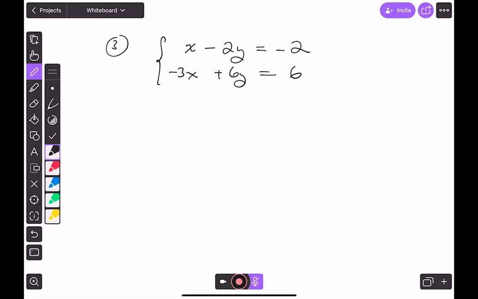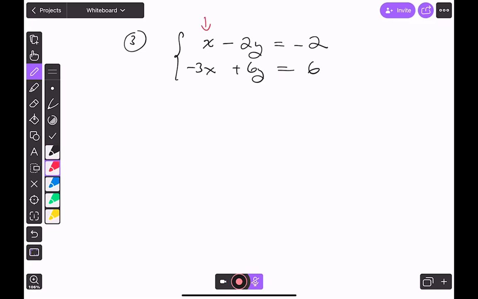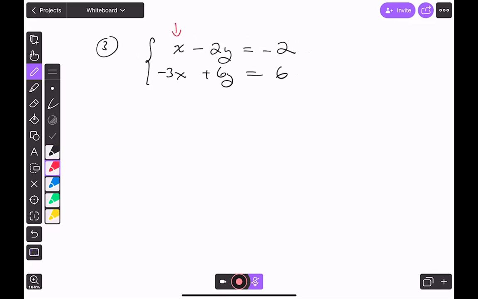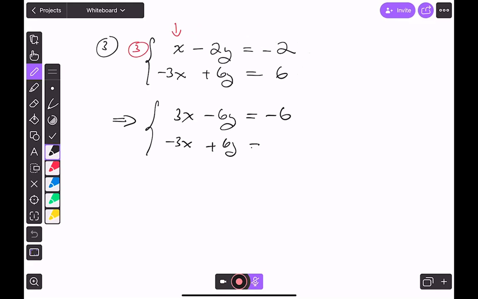Now all I got to do is select something to get rid of. I'm going to say I want to get rid of the x's because it appears to be pretty easy to do that. How would I do that? Well, LCM between 1 and 3 is 3. So I want to make 1 a 3, the other one to be minus 3. So I'm just going to multiply the top equation by 3. And what do you get? You get something pretty simple. You get 3x minus 6y equals minus 6. Second equation is minus 3x plus 6y equals 6. A bar, add them together, you would get 0 equals 0.